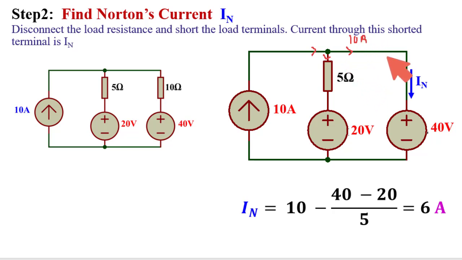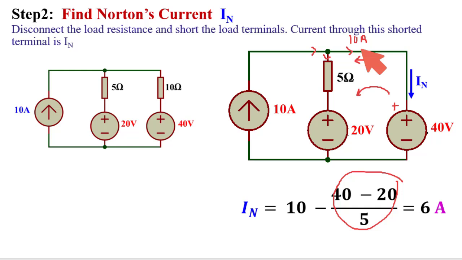Now through this path another current will flow because of the presence of these two sources. This 20 volt is positive, this 40 volt is positive, so this is a higher voltage than this one. So a current will flow in this direction, and in this path the resistance is only 5 ohm. So what will be the current? The current will be the potential difference between these two terminals, 40 minus 20, divided by 5 ohm, and this will flow in this direction. So this current flows from right to left and 10 ampere flows from left to right.